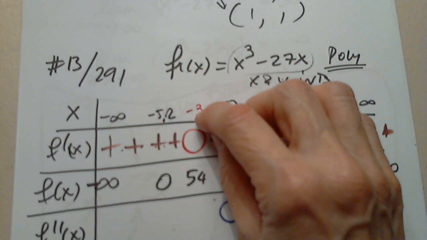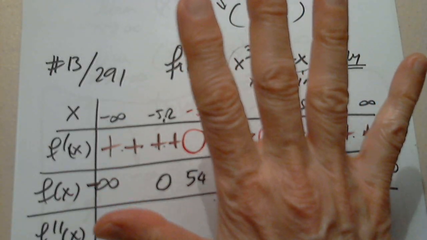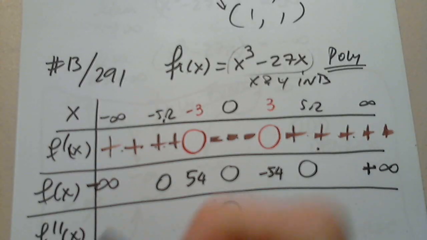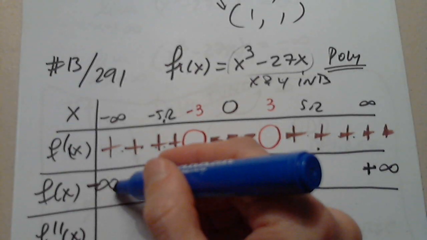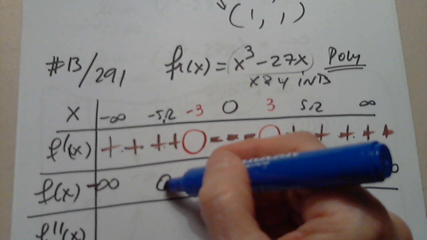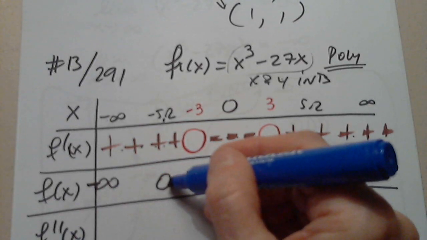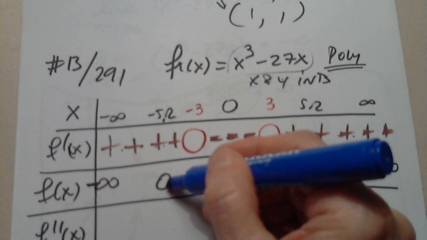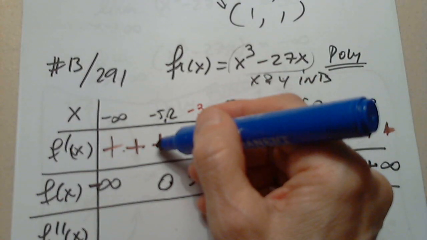Can anyone tell us what type of point is negative 3, 54? And before you say anything, don't say anything just yet. Let's take a look. From negative infinity to 0, what does the function do? Does it increase or decrease? From negative infinity to 0. Increase. Is this supported by the sign of the first derivative?